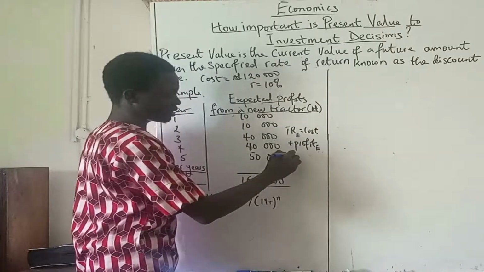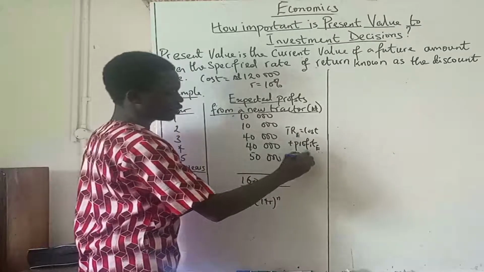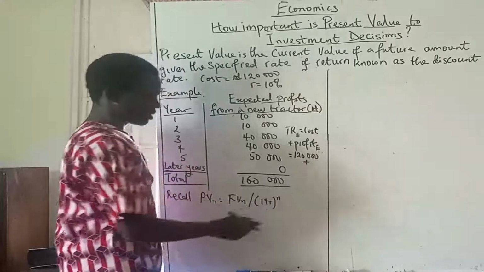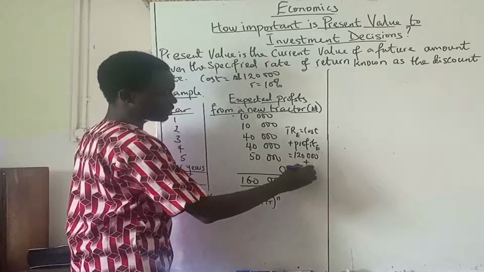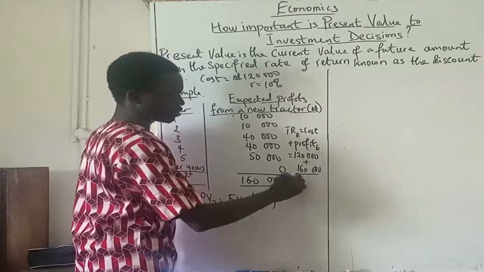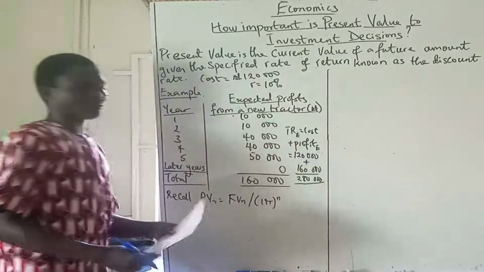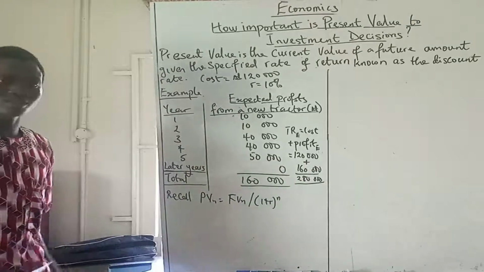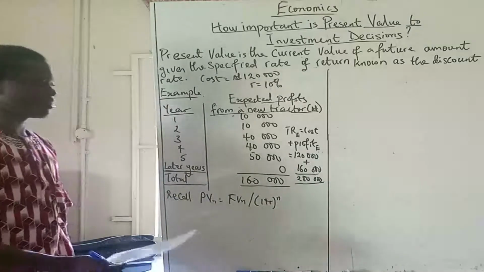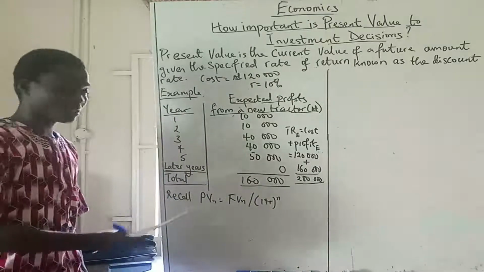So in this case, cost is 120,000 plus expected profit is 160,000. So that means expected revenue is what, 280,000, which is kind of a good bargain, for a period of 5 years. So you might just look at them and you might think, what is there to think about? This firm should have obviously invested in a new tractor.